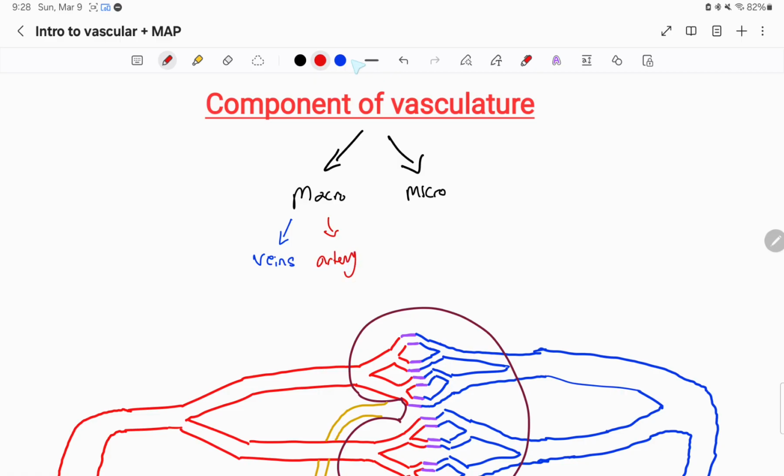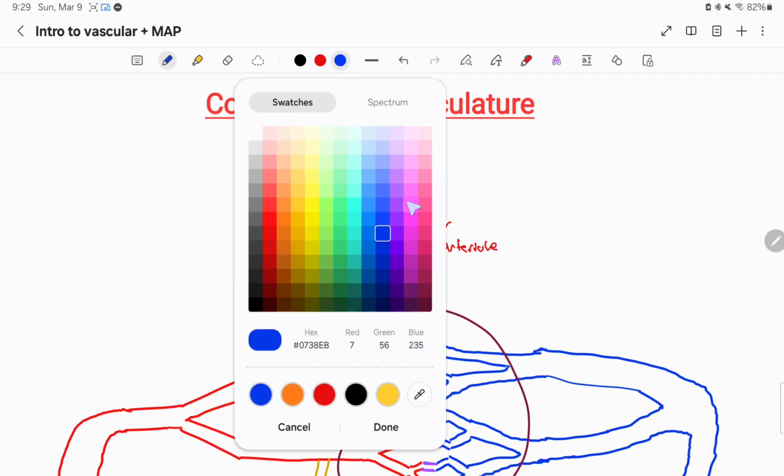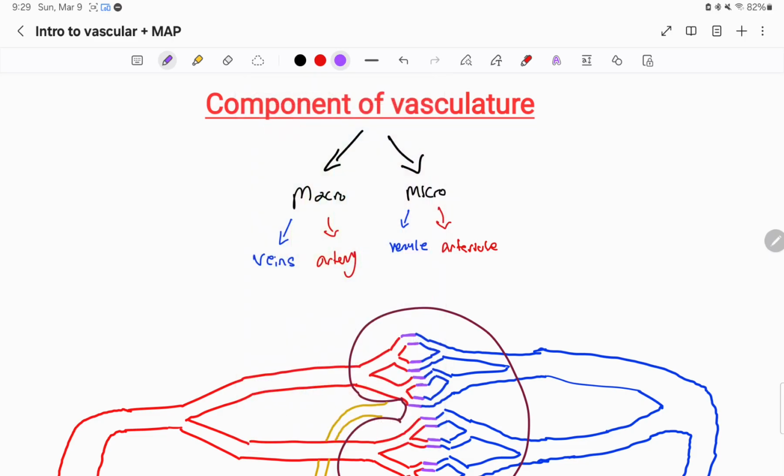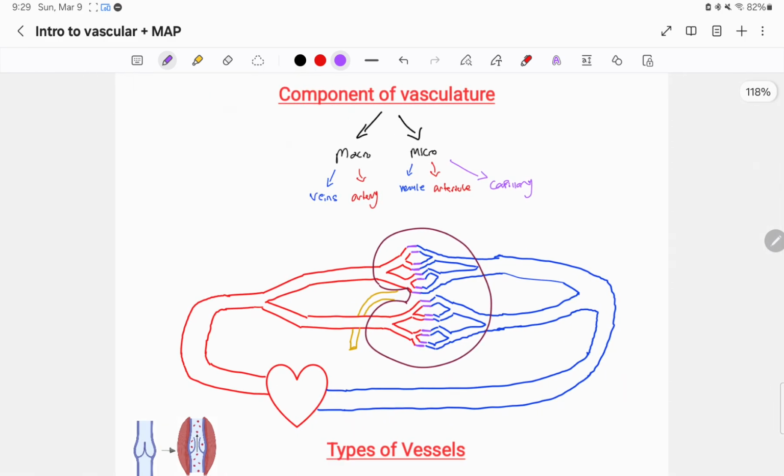Okay? What about your micro? Well, your micro contains other things. It contains these smaller veins called venules and a smaller version of the artery called arterioles. Okay? It also contains these very, very specialized tiny vessels called capillaries, which are actually really, really good for exchanging gases and nutrients, okay, and other things.